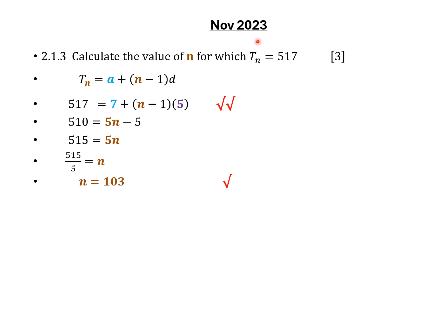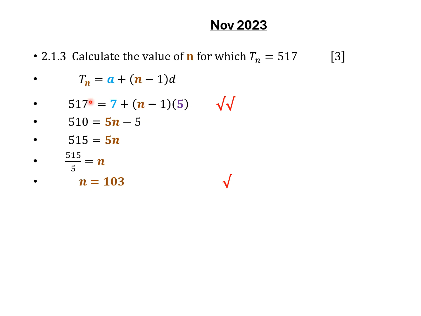Still on November 2023: calculate the value of n for which Tn equals 517. So now we're using the Tn formula. The last term is 517 and we want to know which term that is. Tn equals a plus n minus 1 times d, where a is 7 and d is 5 from the previous question. 5 times n gives me 5n, 5 times minus 1 is negative 5.